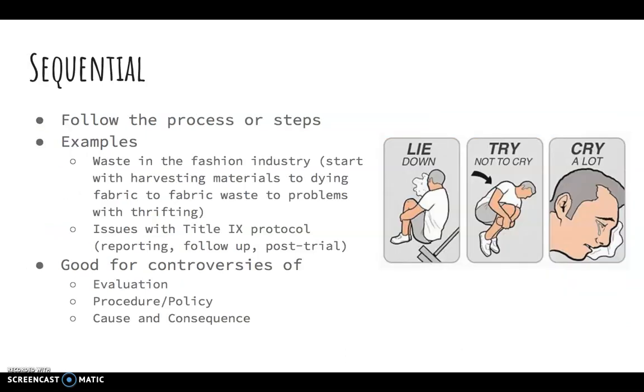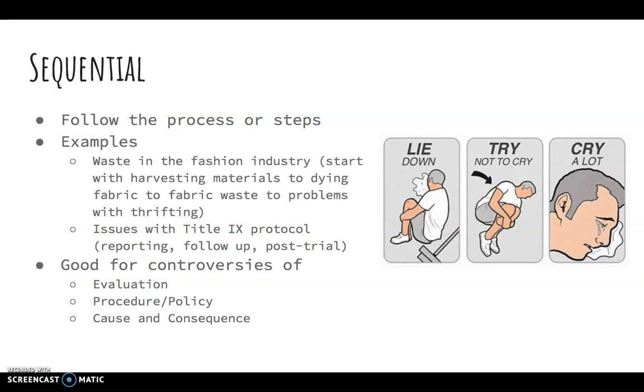So the first one is sequential. This is when you present your information in a series of steps or a process. For example, if you're writing about waste in the fashion industry, you start with the first step of the fashion process. This would be harvesting materials. Then you'd move through each of the steps and identify waste at each level.